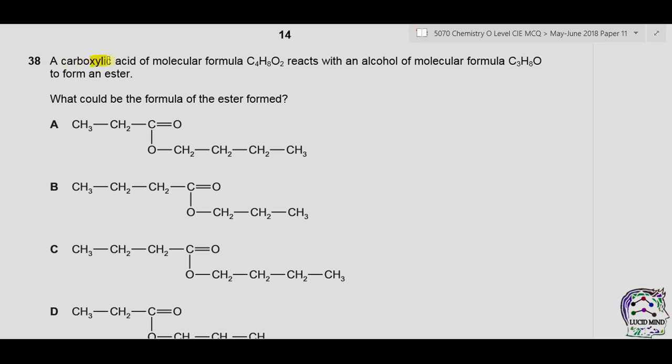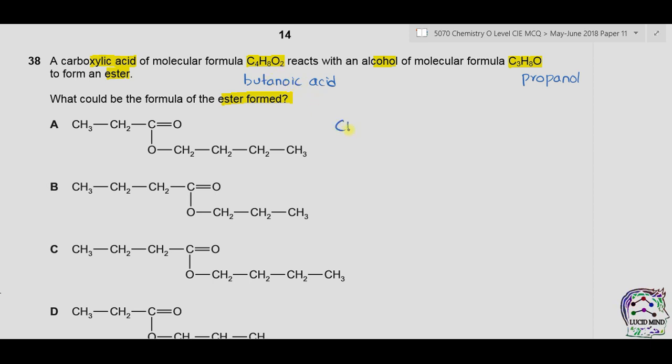Question 38. A carboxylic acid of molecular formula C4H8O2 reacts with an alcohol of molecular formula C3H8O to form an ester. What could be the formula of the ester that is formed? Now we have a 4-carbon carboxylic acid. A 4-carbon carboxylic acid is called butanoic acid. And we have a 3-carbon alcohol which is called propanol.